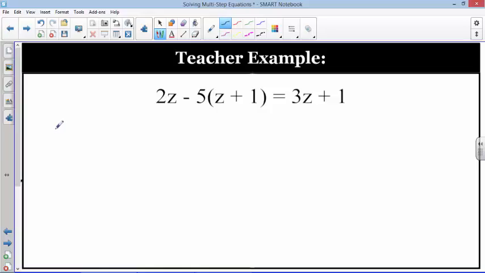So with that being said, we did nothing with our 2z, so we can go ahead and drop that down right there. And I'll do these in different colors so you can kind of see what's going on.